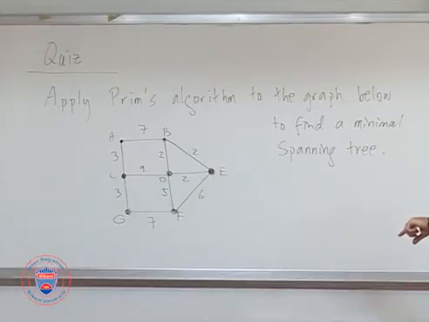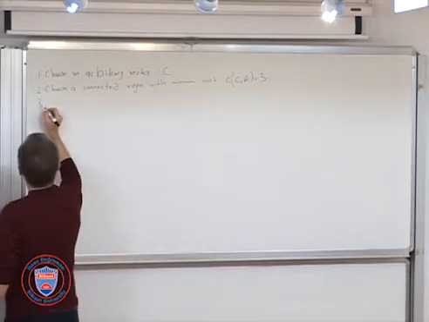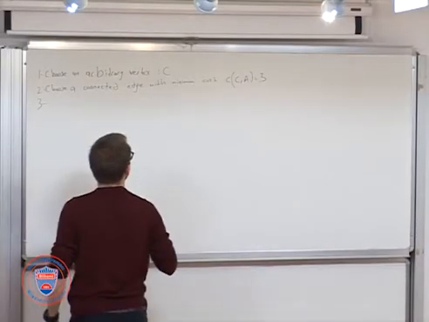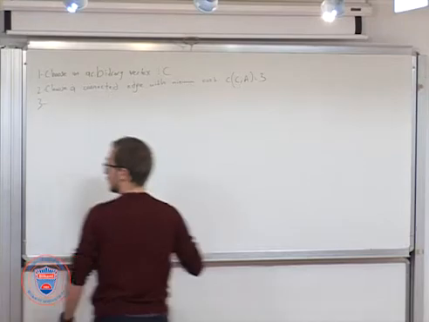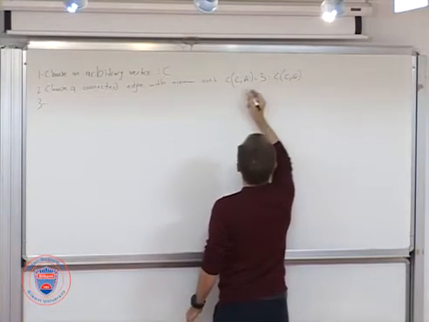CG'yi seçebilirdik. So we could choose this one instead of this. Okay, that doesn't matter. Sometimes you have two choices of the same cost, and you can choose the one you like. You can have more than one choice, and that's okay.